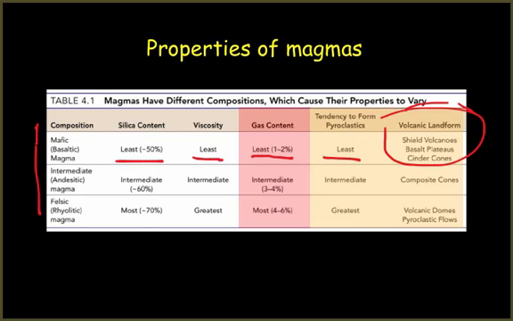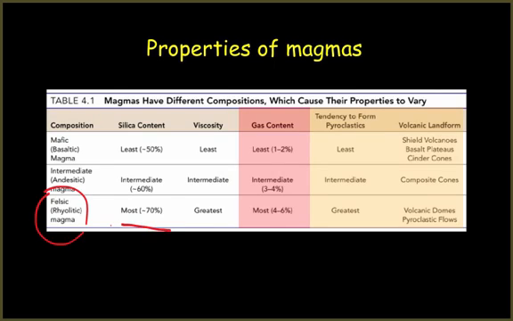Whereas felsic magmas have a high silica content, around 70%, and are the most viscous. They have gas contents on the range of 4 to 6% or higher. They are the lavas that have the greatest tendency to form pyroclastic material, and they form explosive eruptions, either pyroclastic flows or very thick, sticky lavas that form volcanic domes, like Panum Crater, and obsidian flows that are thick and sticky and viscous.